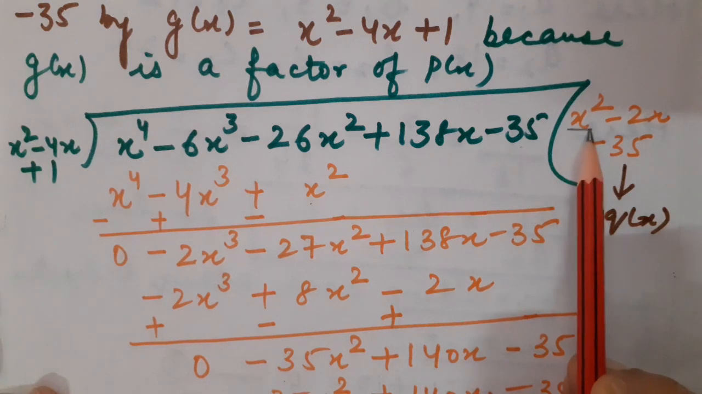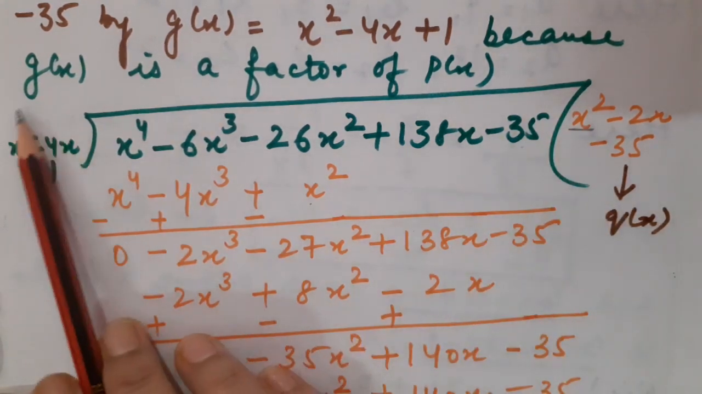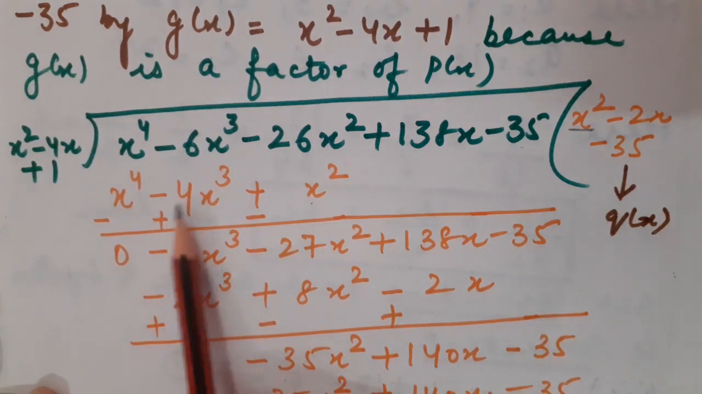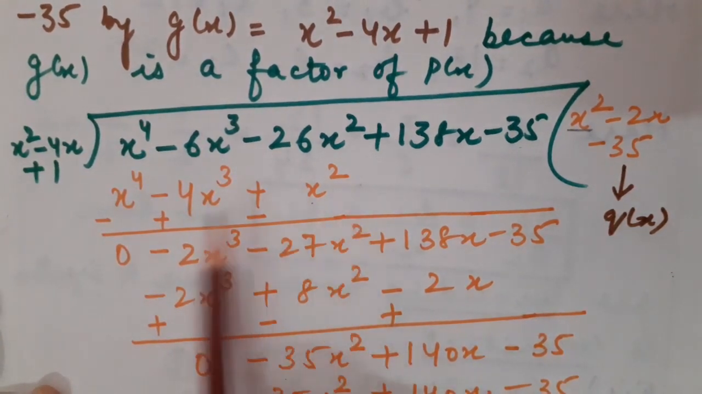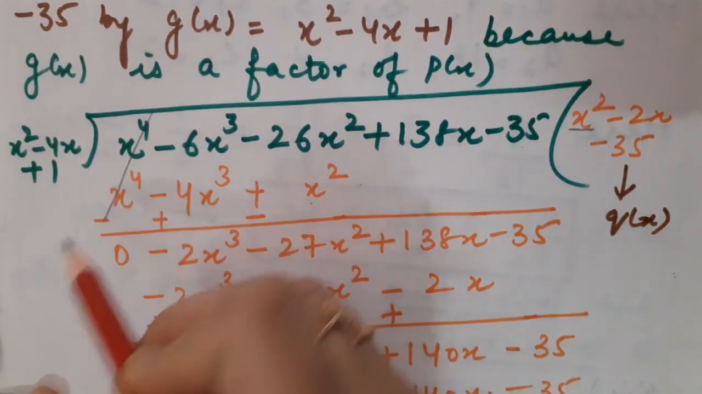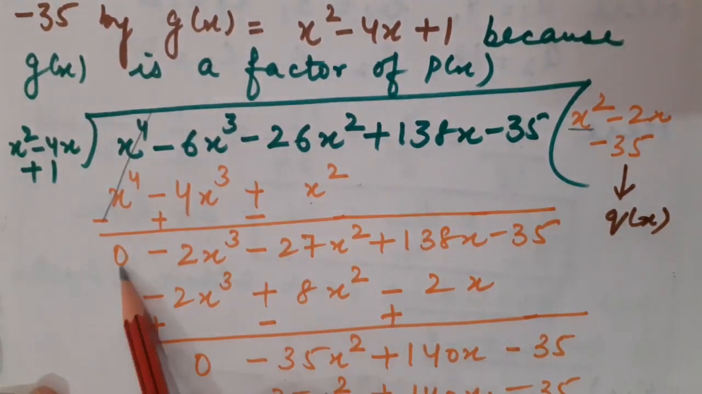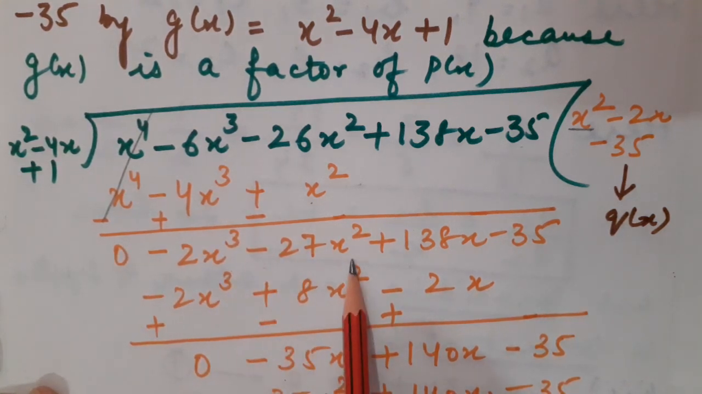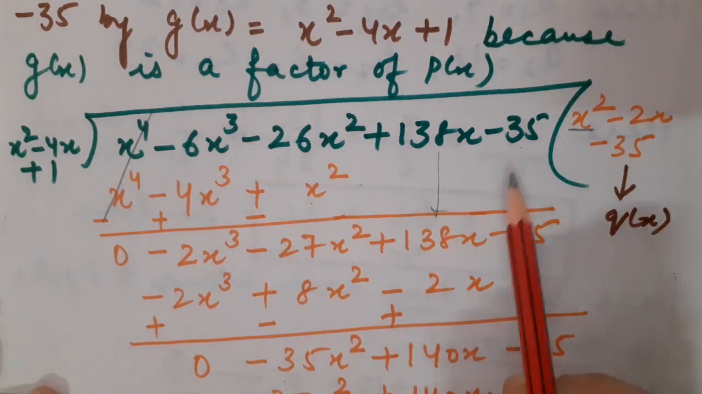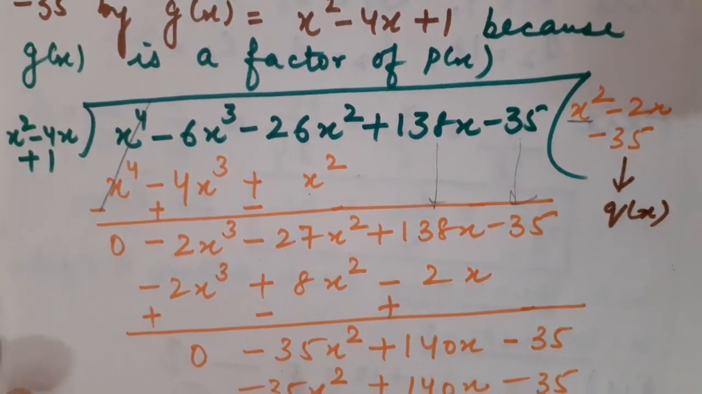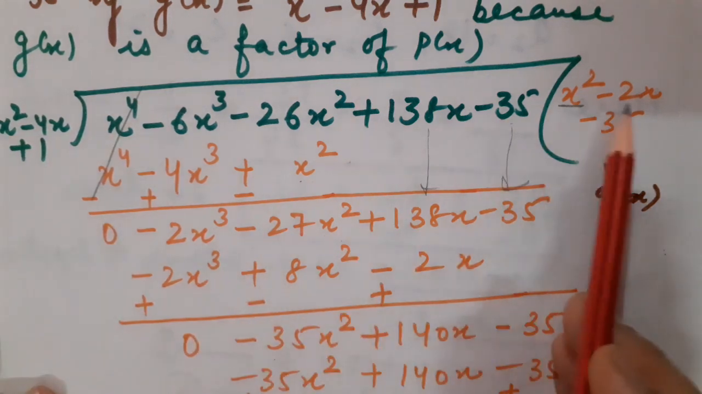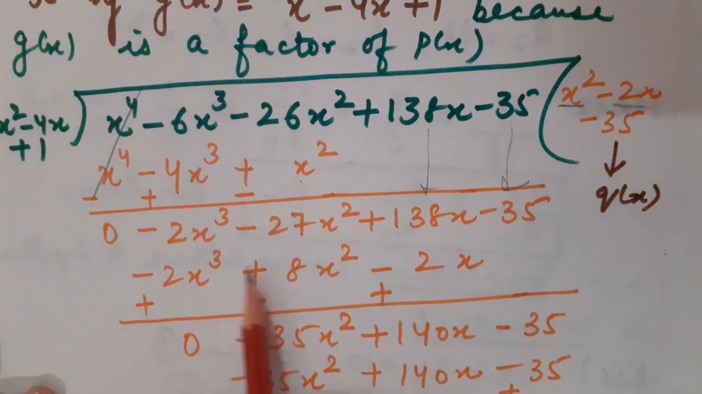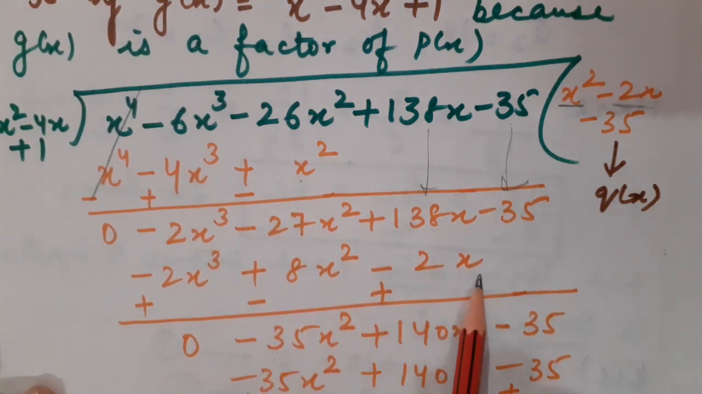Here in the quotient I have written x square. After multiplying this complete g(x) by x square, I have got x raised to the power 4 minus 4x cube plus x square. Changing the sign, x raised to the power 4 minus x raised to the power 4 has become 0. This is minus 2x cube minus 27x square. These two terms I have written as it is. Clear? Now I am going to multiply g(x) by minus 2x. By what value? Minus 2x. So I have got minus 2x cube plus 8x square minus 2x.